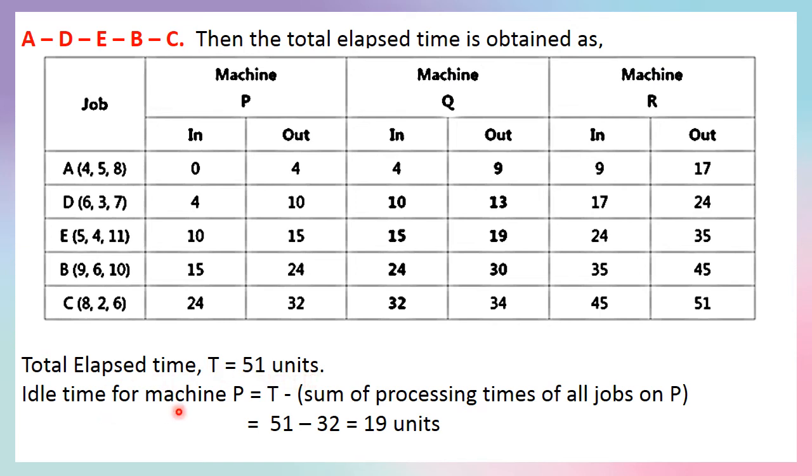Now we can calculate the idle time for machine P. Machine P finishes the processing of all the jobs in 32 unit time. So 51 minus 32 is equal to 19 units. That is, after 32 unit time till 51, machine P did not have any work. So 19 units idle time machine P is getting, that is to take rest.